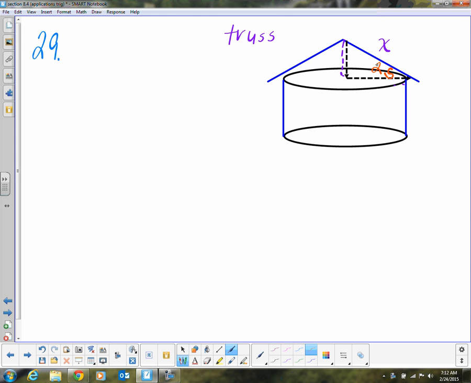Carlos, oh, this is a grain bin. The radius of the circle is 15. Oh, that's off too. Hi, Sydney.